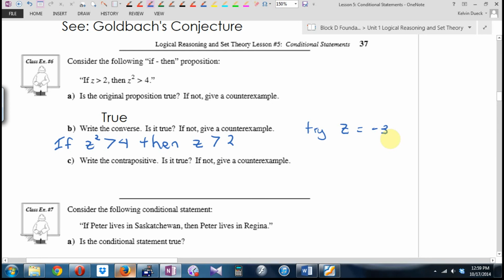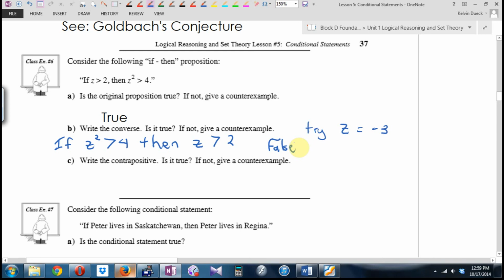What's negative 3 squared? 9. Is that bigger than 4? So that satisfies the first statement. Is negative 3 bigger than 2? There's my counterexample.